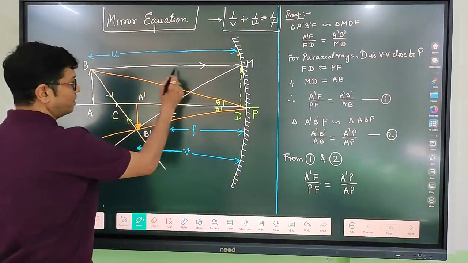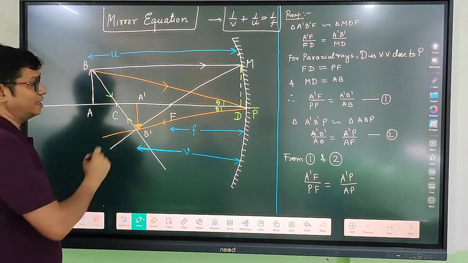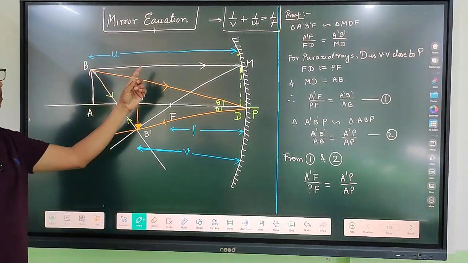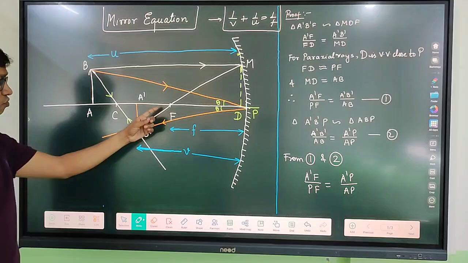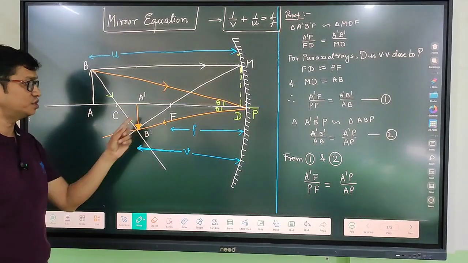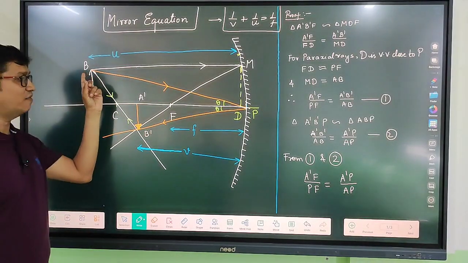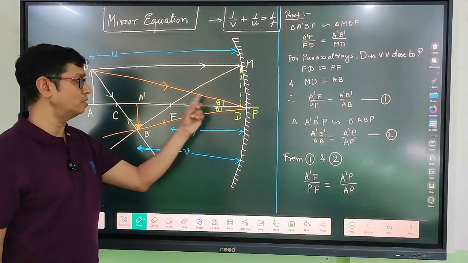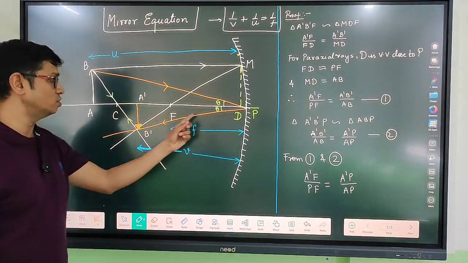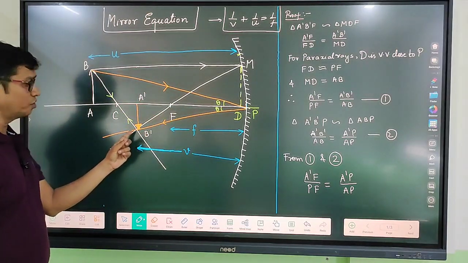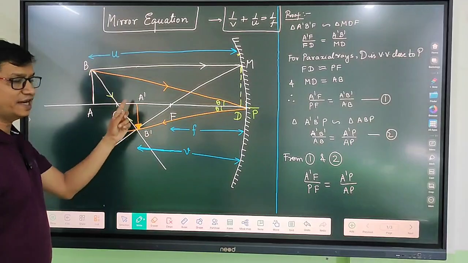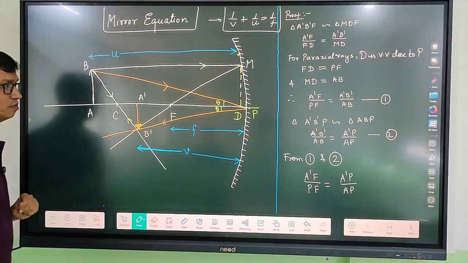Two rays we have taken. One ray is parallel to the principal axis, and as we know, any ray which is parallel to the principal axis passes through the focus. So this is one ray. Another ray we have taken like this from B to the pole, and it cuts the original ray at B dash. So A dash B dash is the inverted image of this object.